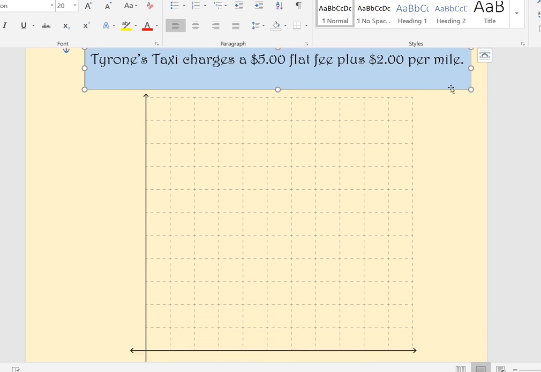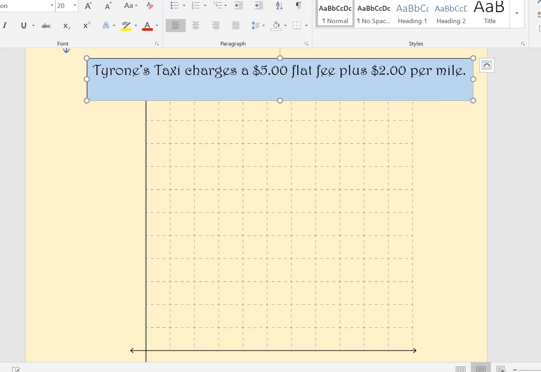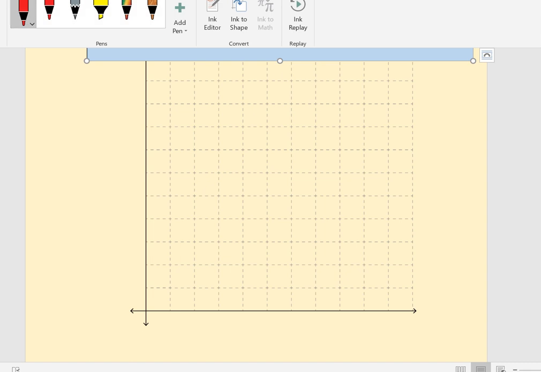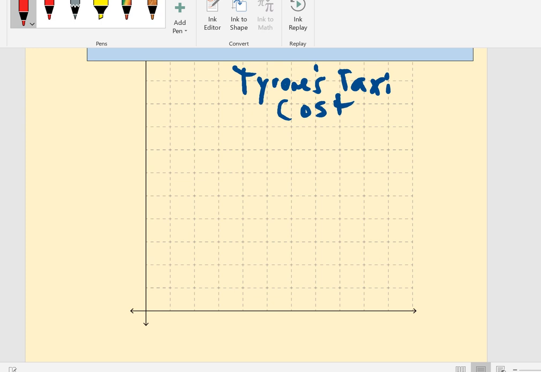We are going to come up with a title for this. So a good title for this graph would be something along the lines of taxi cab charge, all right? Or Tyrone's taxi. Now I want to be a little bit more specific. Tyrone's taxi cost, all right? I mean, if you just put Tyrone's taxi, it's like, all right, well, what are you talking about? Are we talking about the color of his taxi cab? We're talking about the cost of his taxi cab.